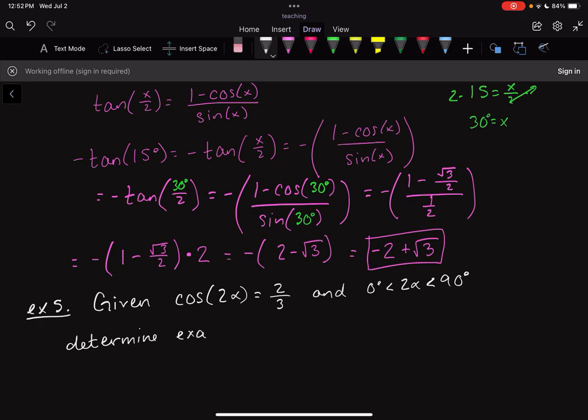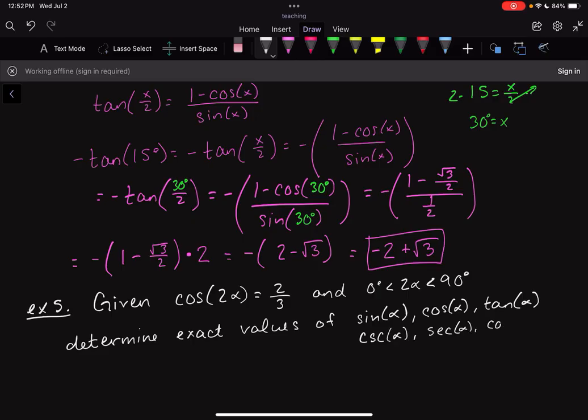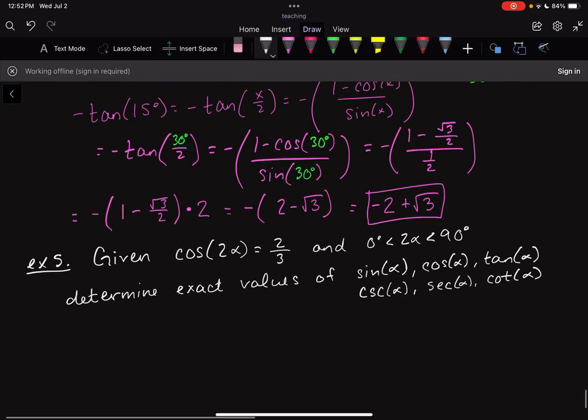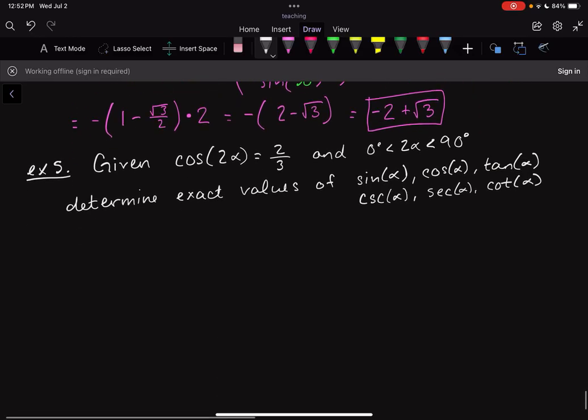the exact values of sine alpha. I think I did that earlier too. Sine alpha, cosine alpha, tangent alpha, cosecant, secant, and also cotangent. So we're going to have to find all of these. So this is an interesting one.